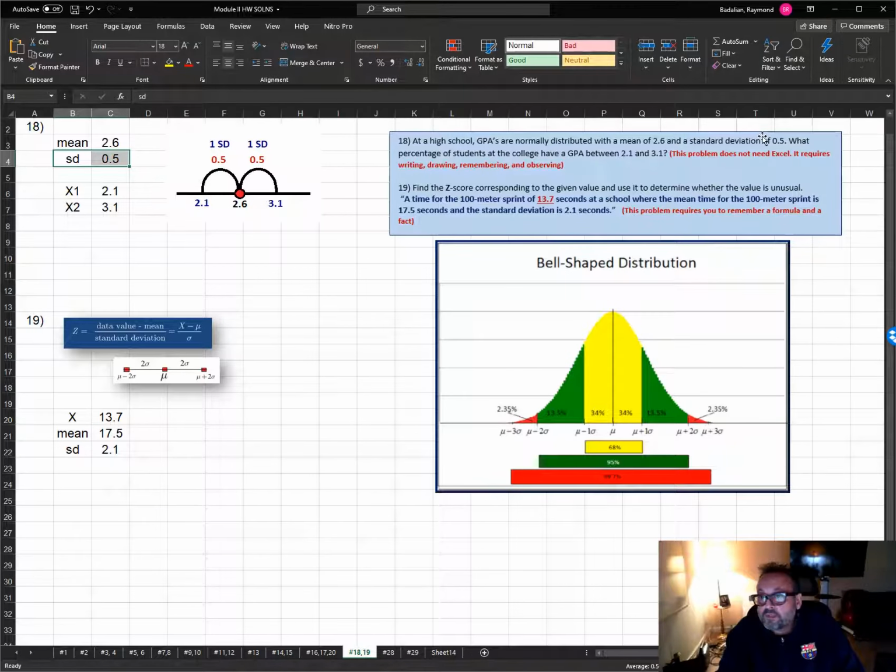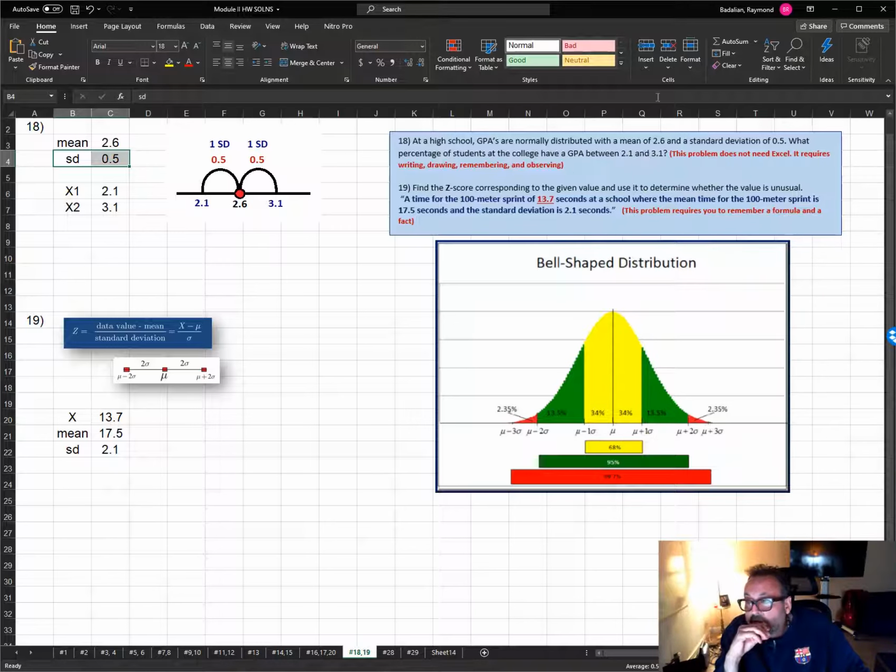Now it says what percentage of students will have GPAs between 2.1 and 3.1. Now you really don't need a spreadsheet here. It's more of a conceptual problem. That's the empirical rule, and I have it right here so you can look at it. If you recall, all you have to do is determine if your values are plus or minus 1 standard deviation away from the mean, then that means you capture 68% of the population, and that's what it's asking you, what percent are between these two numbers.